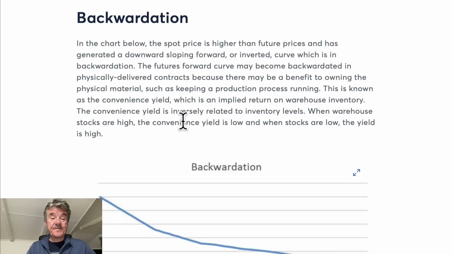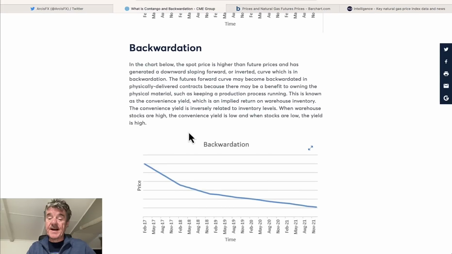This is known as the convenience yield, which is an implied return on warehouse inventory. The convenience yield is inversely related to inventory levels. When warehouse stocks are high, the convenience yield is low, and when stocks are low, the yield is high. You'll see this sort of curve on futures contracts for Brent crude oil, for example, or WTI, where the current spot price or the immediate futures price is higher than the futures prices going forward into the future.